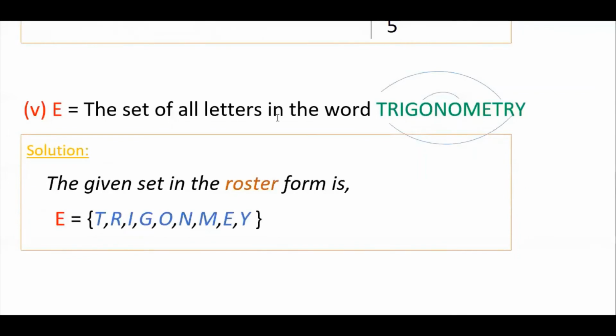E is equal to the set of all letters in the word trigonometry. So here you have to write all the letters from this word. So you have to check whether any letter is repeating here. So here T is repeating, R is also repeating, and O is also repeating. So you have to write these letters only one time. So the given set in the roster form E is equal to T, R, I, G, O, N, M, E, and Y. These are the elements of this set.